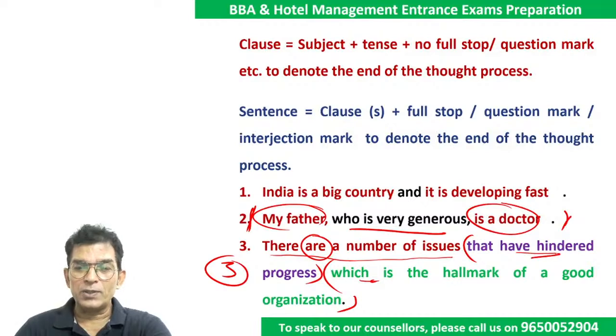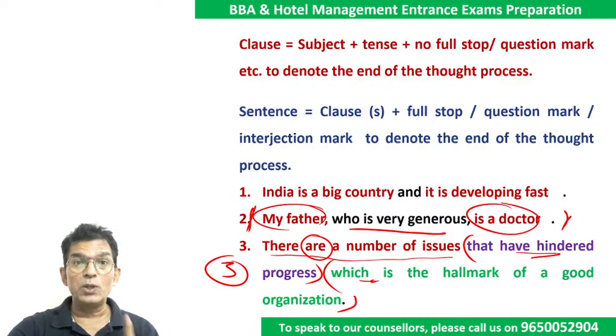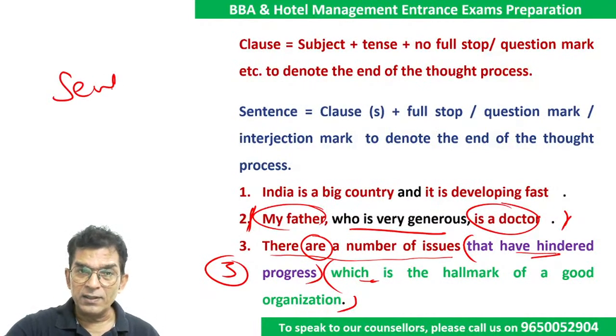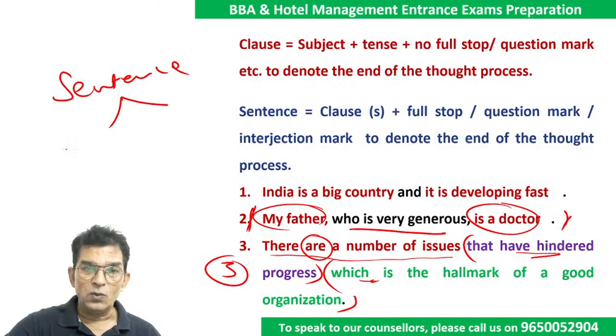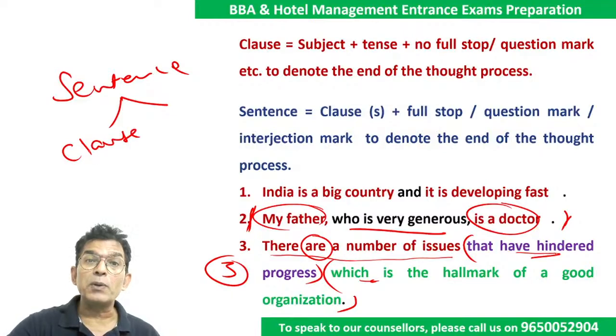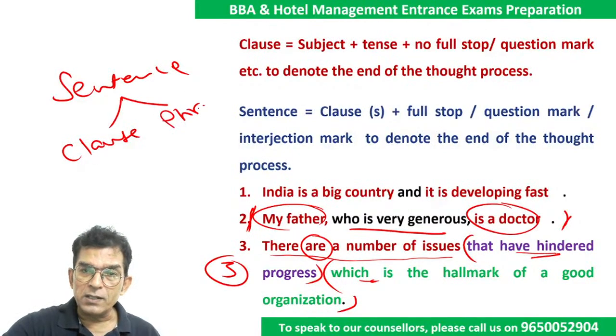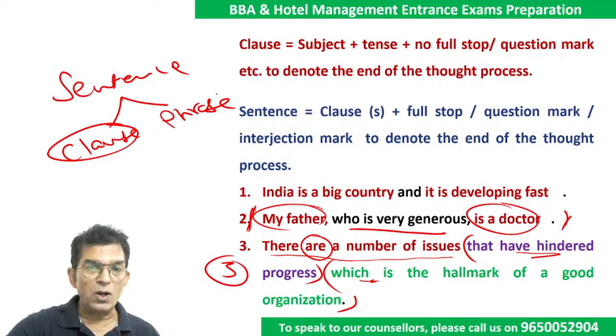Now, let's come to the concept of a phrase. I told you a sentence can have a maximum of two groups of words. One is a clause, but we can have multiple clauses, and one is phrase. The error must be there in the clause or the phrase.